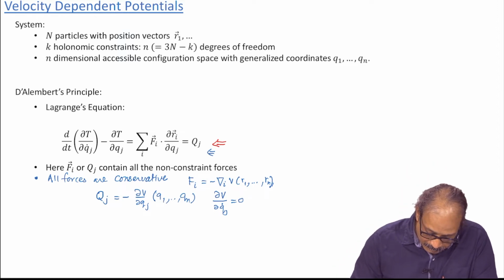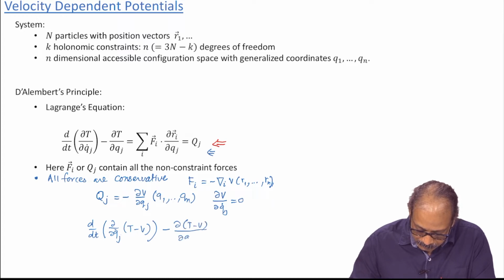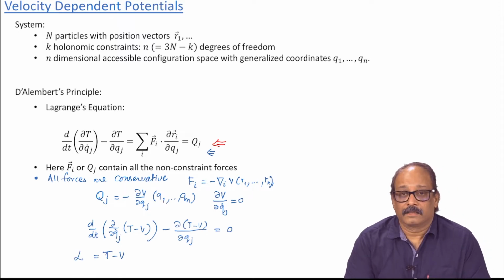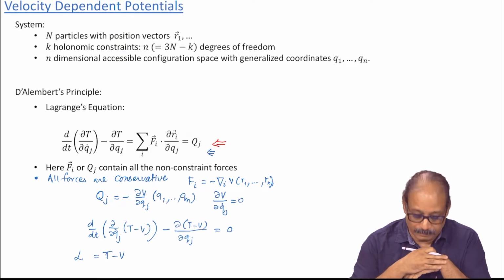So, d by dt of the partial derivative of T minus V with respect to Qj dot, minus the partial derivative of T minus V with respect to Qj, and this must be equal to 0. This T minus V is what we call the Lagrangian. So, this was the derivation that we did in our first week.